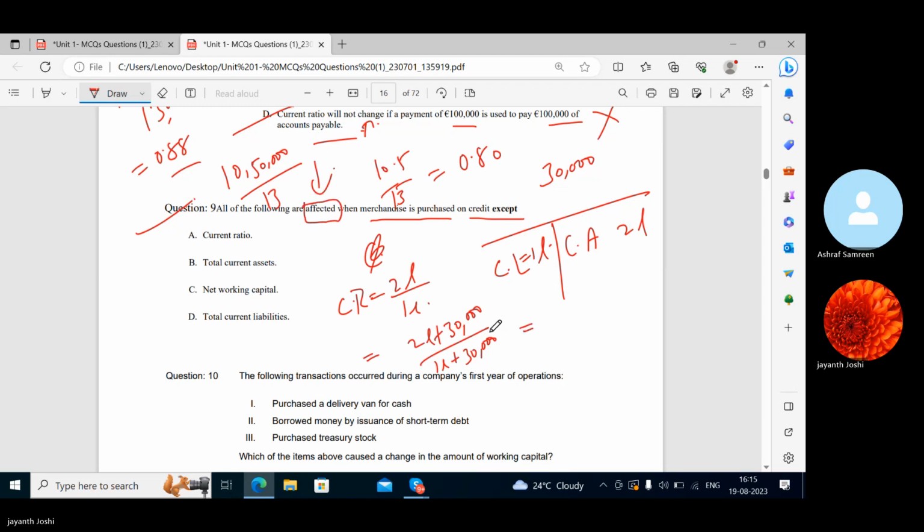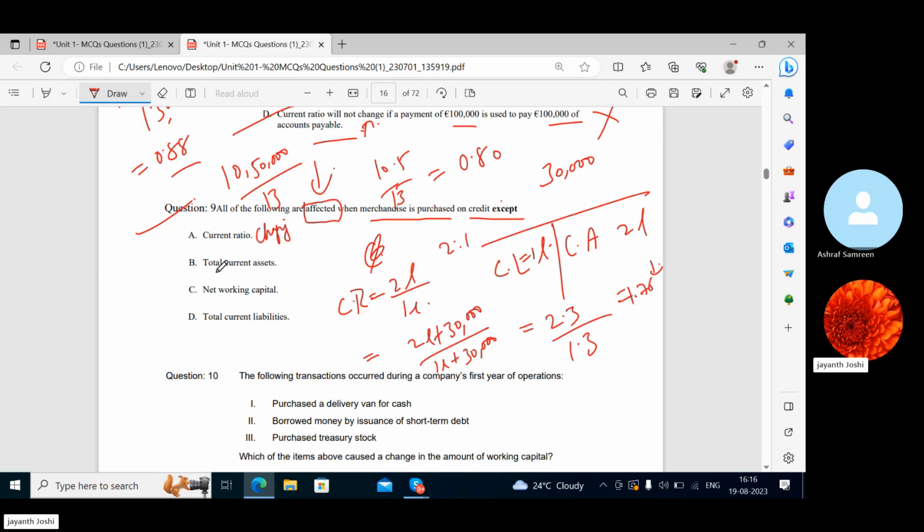So yes, now 2.3 by 1.3. Previously it was 2:1. Now what is my ratio? I will check. So 2.3 by 1.3, my ratio is 1.76. So it has decreased. Yes, it has affected. This is the right answer. But according to me, they are asking except. So one of the options is not changing. This is changing. This cannot be my answer.